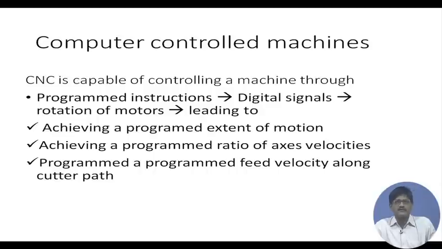Why are we so much concerned about the programmed ratio of axis velocities? Because that is ultimately the particular parameter which determines the path taken by the tool, which ultimately defines the profile of the part being machined. Here there are no physical devices, but the path of the tool defines the profile of the job.